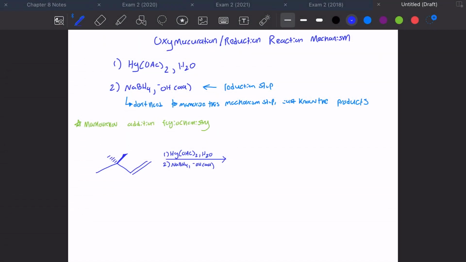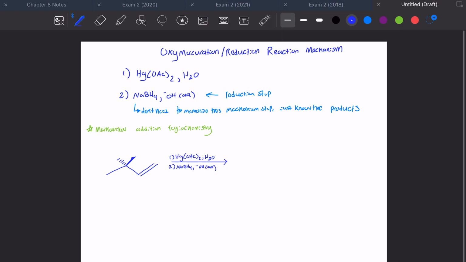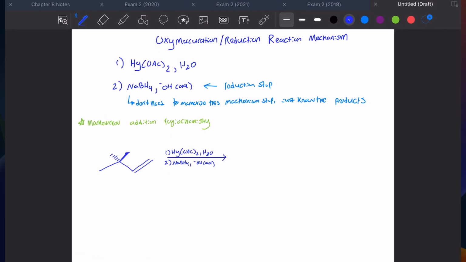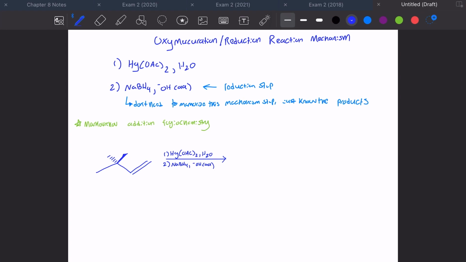Alright guys, welcome back to another segment of GGTutoring, and today we'll be focusing on the Oxymercuration-Reduction reaction mechanism that we'll need to know for the upcoming exam this week. So this reaction is fairly simple once you understand what's going on.